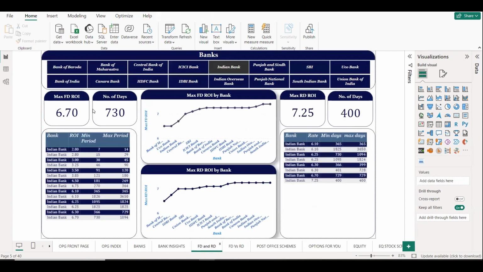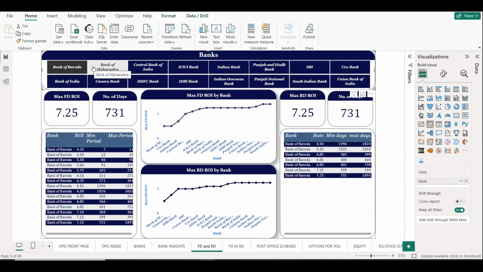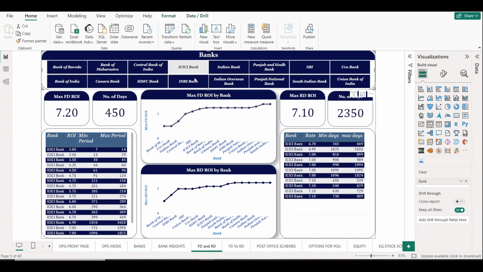Here you can see it's a comparison of FD and RD of each bank. So firstly, we have to select what bank we want to see. We want to compare which bank's FD and RD returns. So I'm selecting, let's just say, ICICI Bank.